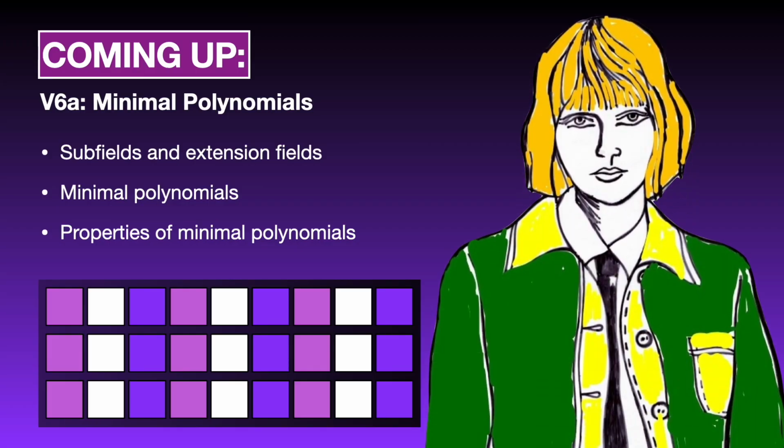We're ready now to study BCH codes, a special family of cyclic codes. We'll need quite a bit of algebra, so we'll spend the next 4 video lectures studying more properties of finite fields. In V6a, we'll see the notion of subfields and extension fields of a finite field, and we'll introduce minimal polynomials of elements of a finite field. We'll then study useful properties of these minimal polynomials. We'll see you then in V6a.